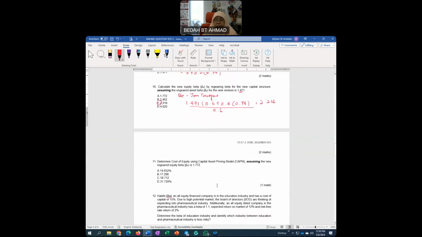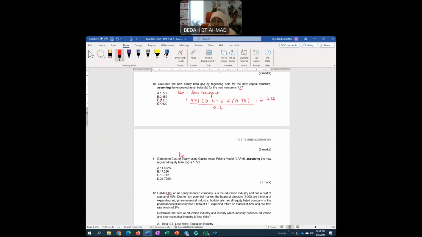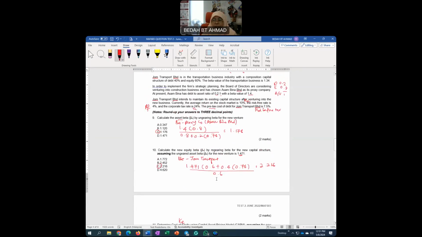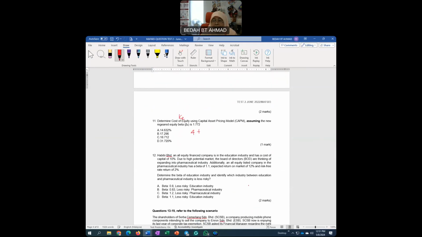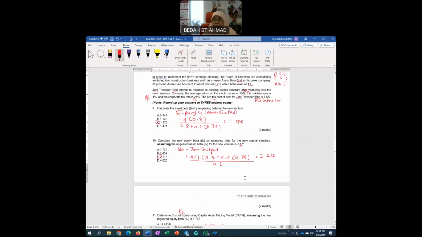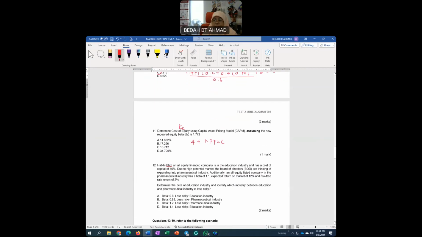Okay, question 11. Determine the cost of equity using CAPM model. So this is the KE, assuming that the regeared equity beta is 1.772. I'm not sure why they are not using the figure that we computed. So we need to use the figure given in the question. Here RM is 10% and RF is 4%. So we calculate RF 4 plus beta given in the question as 1.772 multiplied by the difference of the return on market, 10 minus 4. 10 minus 4 is 6. So 6 multiplied by 1.772, plus 4 is 14.632. So the answer is A. So that's question 11.